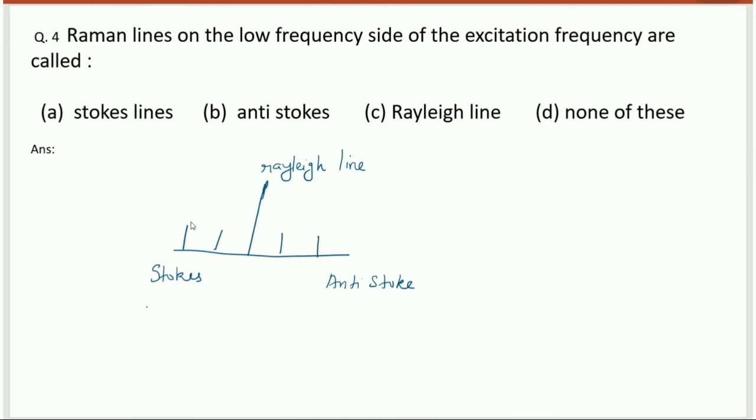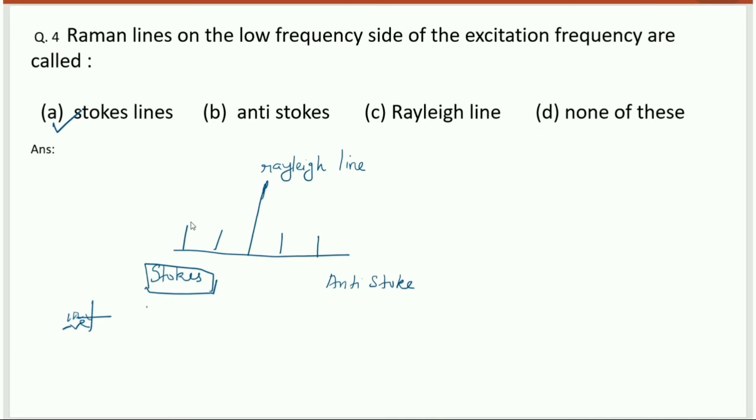Rayleigh line. Usually the left side of the graph is negative. So this left side is the Stokes line, and the Stokes line has low frequency. Raman lines on the low frequency side of the excitation frequency are called Stokes lines.